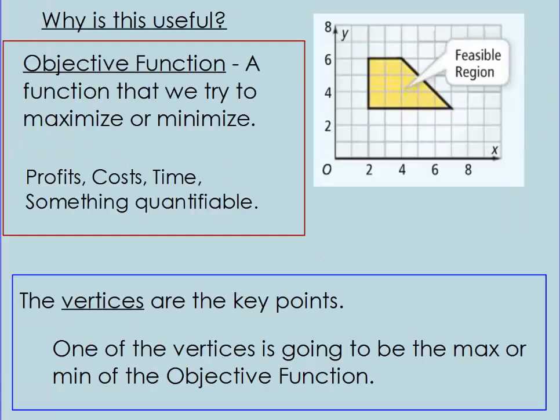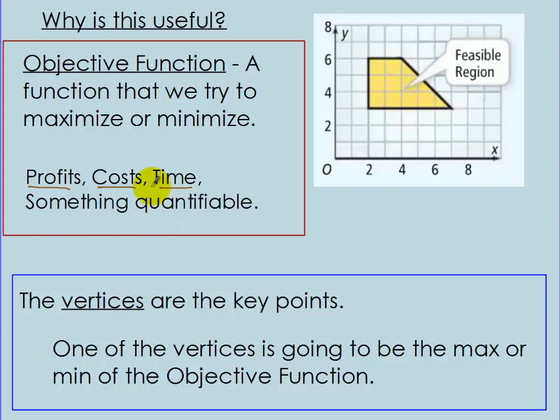So why is this actually useful? Well, there's a reason we actually do linear programming and why it's cool. You have this idea called an objective function. We want to figure out a way to minimize or maximize something. Usually it's profits. We're talking about how to make money, or how much something's going to cost us, or how much time it's going to take. It's something that we can quantify.